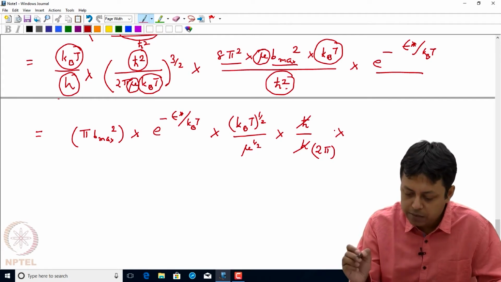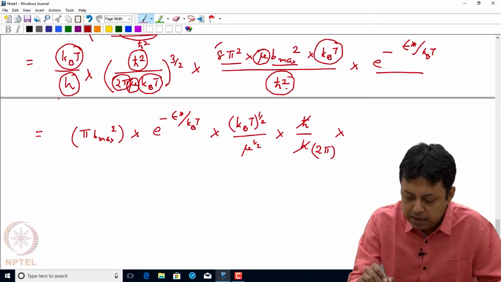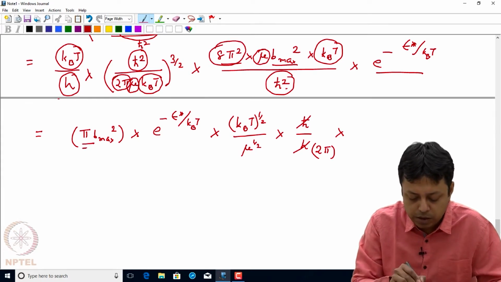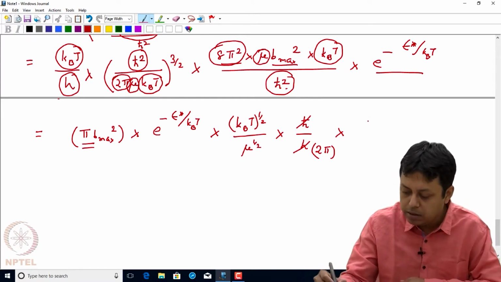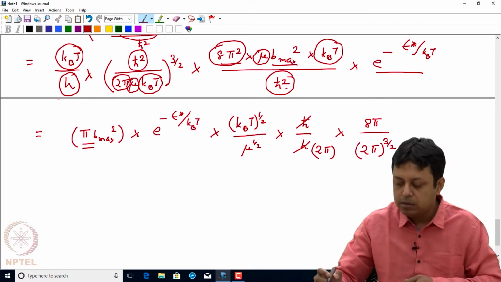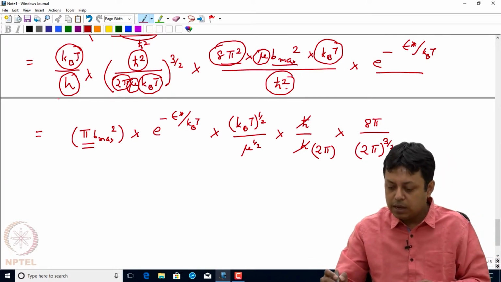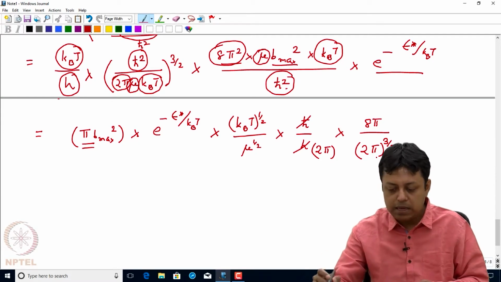times what I have. Let us also calculate the 2 pi's. I have 2 pi here, and I have 8 pi here, because already 1 pi we took out for pi Bmax squared. So I have 8 pi divided by 2 pi to the power 3 by 2, something like that. So that also we can simplify. So this is 2 pi and 2 pi to the power 3 by 2, it will be 2 pi to the power 5 by 2, and then this is a pi here.